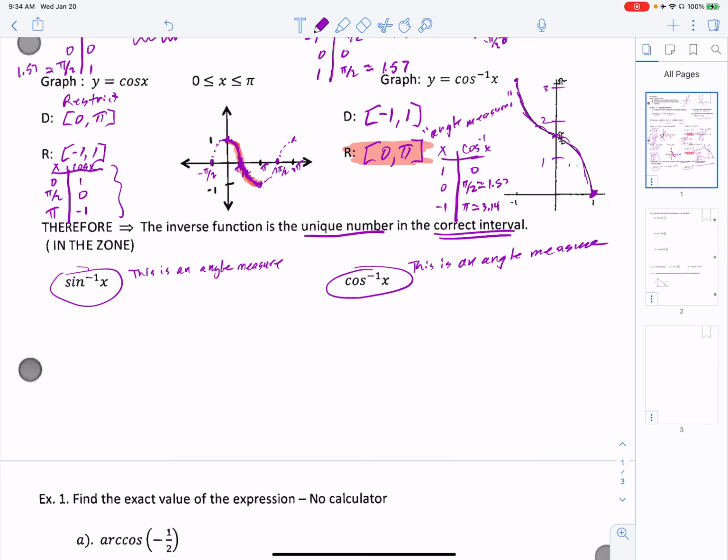And the output must be in that restricted range for inverse sine. And so you need to remember, how did I restrict sine? I restricted it from -pi halves to pi halves, so I had an increasing interval, so that becomes the range. So the output of this has to be between -pi halves and pi halves.